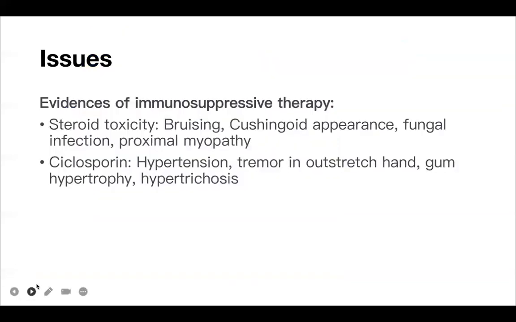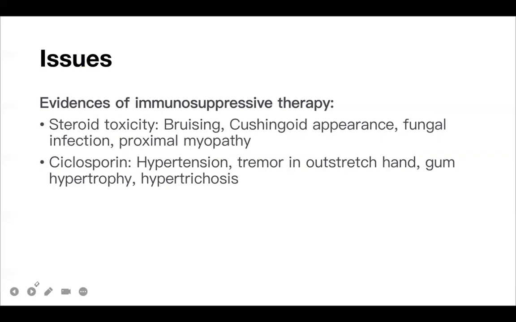So let's proceed. Some issues that we should remember: evidence of immunosuppressive therapy, particularly steroid toxicity. We can get bruising, fungal infection, the Cushingoid appearance, and never forget the proximal myopathy that we should check in a case of steroid use. The second thing is cyclosporin. We can check for tremor in the outstretched hand, and apart from that, there could be gingival hyperplasia or gum hypertrophy. Sometimes there could be excessive non-androgen dependent hair growth, hypertrichosis, associated with cyclosporin.